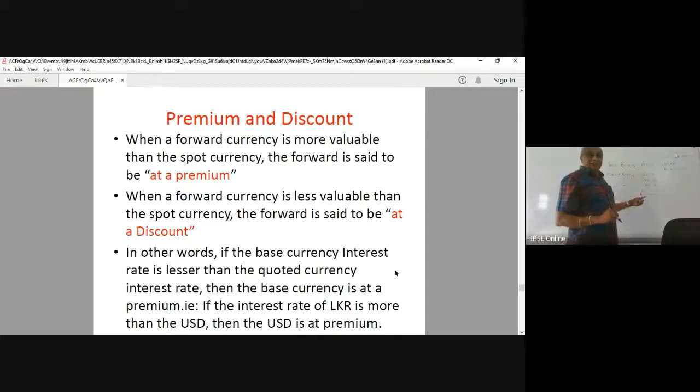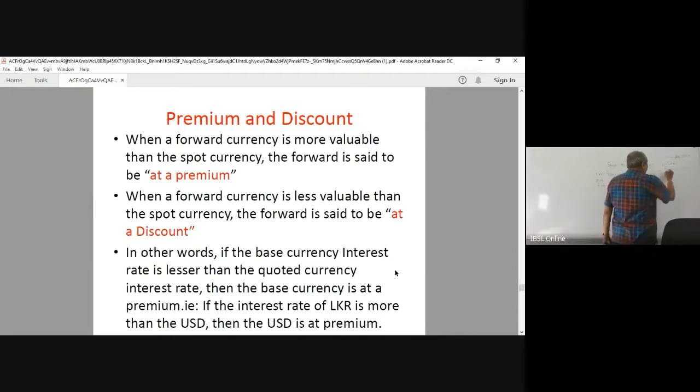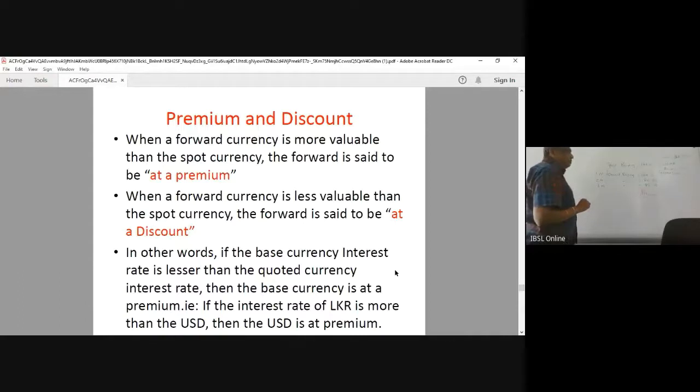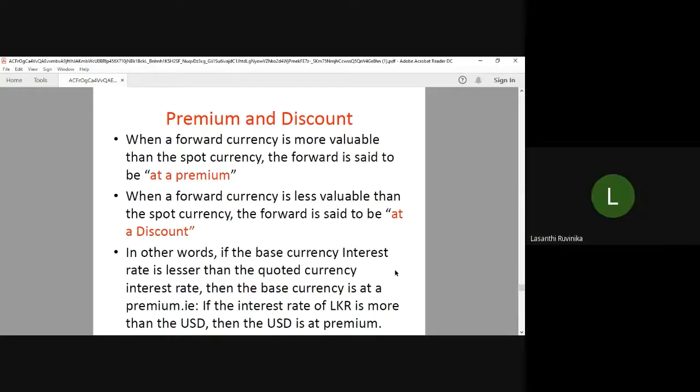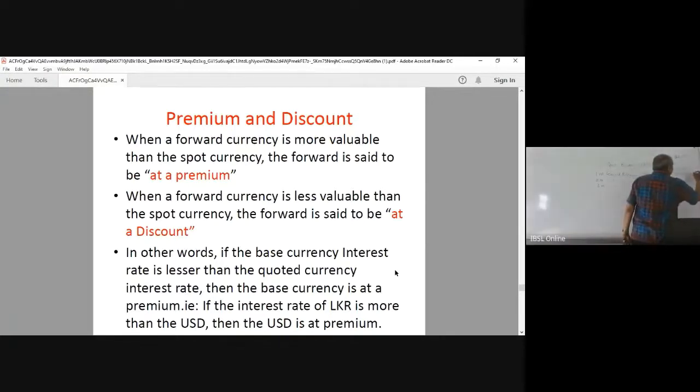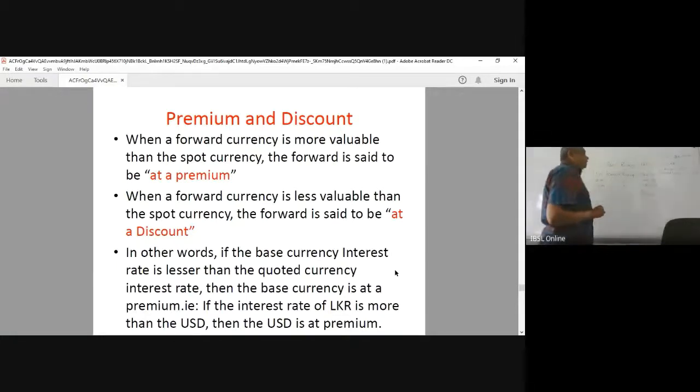Premium when the base currency interest rate is lesser than the quoted currency. And what is the quoted currency? Base currency is US dollars. What is the quoted currency? In this example, LKR. Quoted currency is LKR. Right? Now the theory is, if the base currency interest rate is lesser than the quoted currency interest rate.